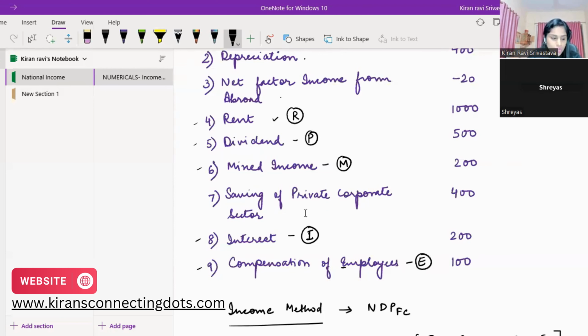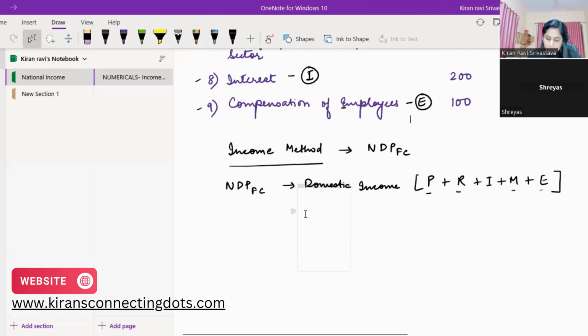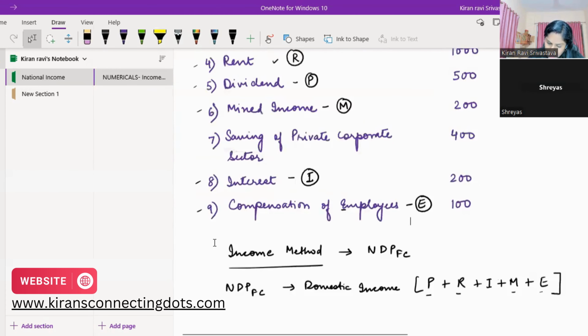With this we can solve our question. So now here, what are we finding out? We are finding out by using income method. और हम जब भी income method use करेंगे तो हमें NDPFC आएगा. ठीक है. प्राइम जब भी हम निकालेंगे तो हमारा NDPFC ही आएगा because that is the net domestic product at factor cost. So now here, one second, retained earning is not given.